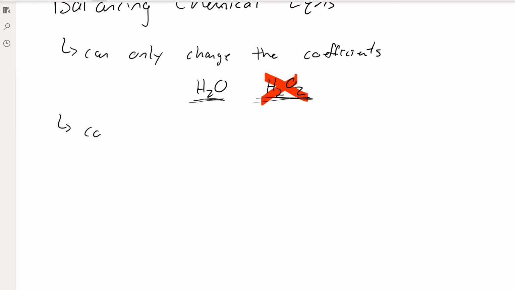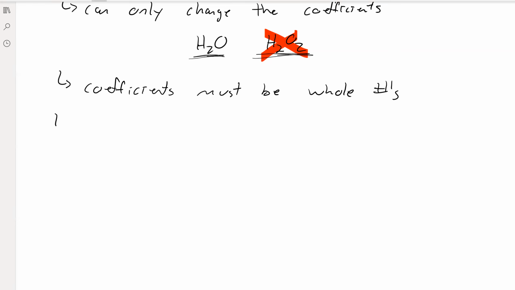The coefficients must be whole numbers. Right, so they can only be 1, 2, 3. You can't have 1.5 atoms or something like that. You can use that as an intermediate step, but at the end, all the coefficients must indeed be whole numbers. And then finally, the coefficients must be as low as possible.